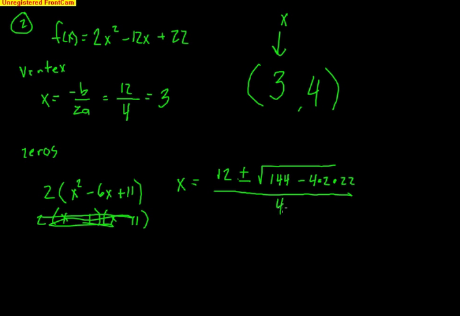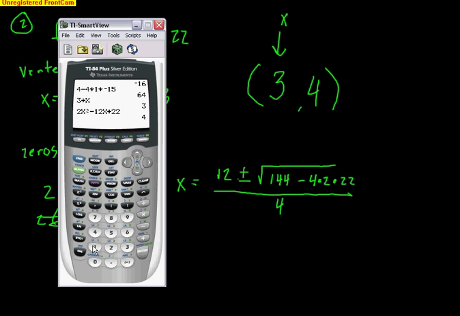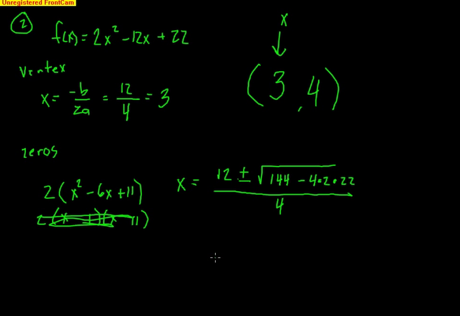So again, let's do that inside the square root there, because that could be a little bit confusing, especially with some big numbers. It'll be 144 minus 4 times 2 times 22. And I get negative 32. So let me write that out here. So I get x equals 12 plus or minus square root of negative 32 all divided by 4. And I'm going to stop right there because remember, you cannot have negatives inside of a square root. That means there are no zeros, or that means there are no solutions.